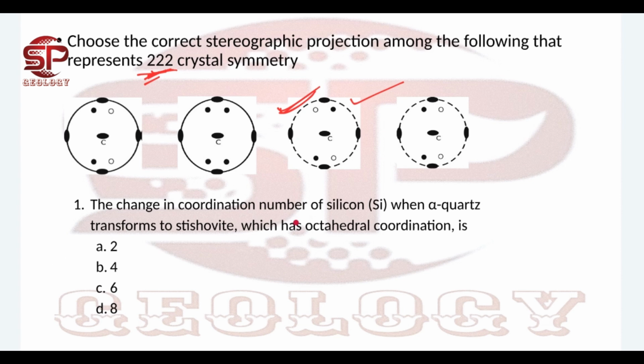The change in coordination number of silicon when alpha quartz transforms to stishovite, which has octahedral coordination. So in quartz, that is in SiO2, Si has a coordination number of 4. When you convert to stishovite, a high pressure form of quartz, its coordination number becomes 6 because it is given octahedral coordination. So 4 to 6, the change will be 2. So the answer will be A.